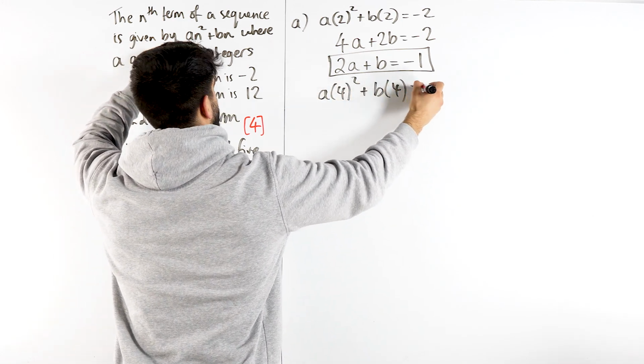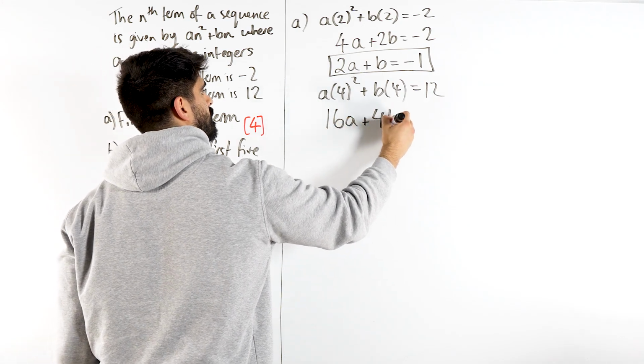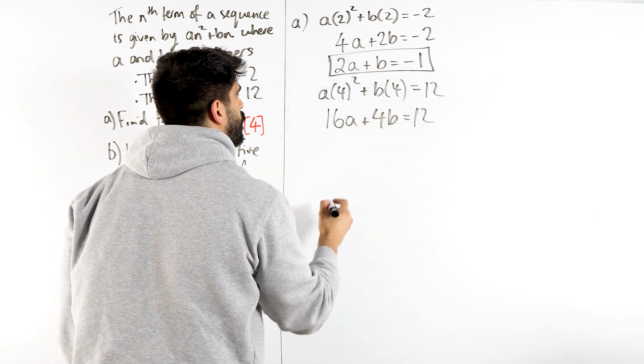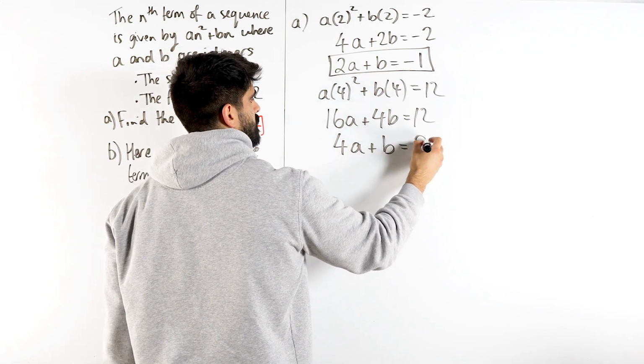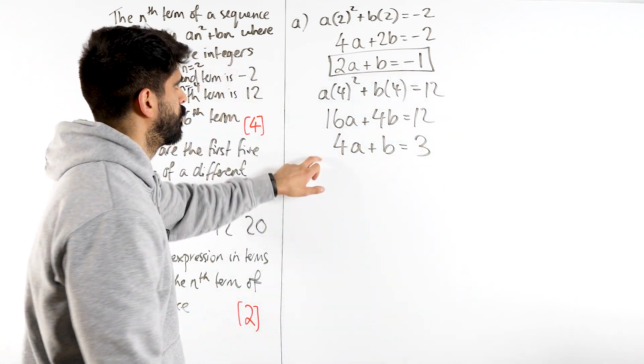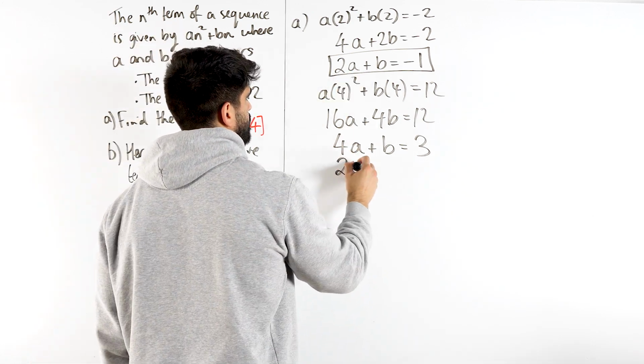So when you sub in n is 4, you get 12. 4 squared, 16a plus 4b is 12. Here we can divide through by 4. So we'd get 4a plus b is 13. We need to solve these two simultaneous equations. So let's write it underneath. Did you get that?